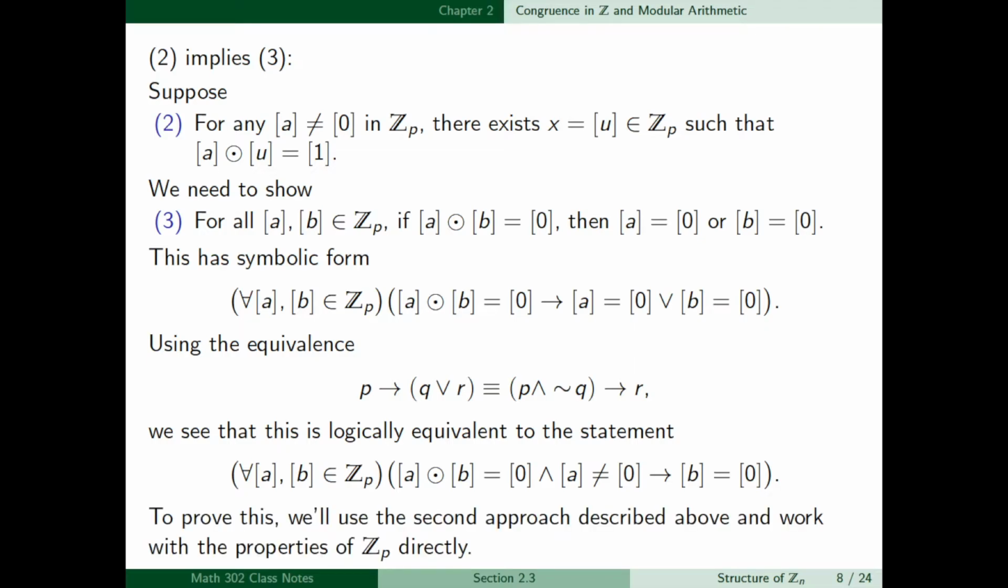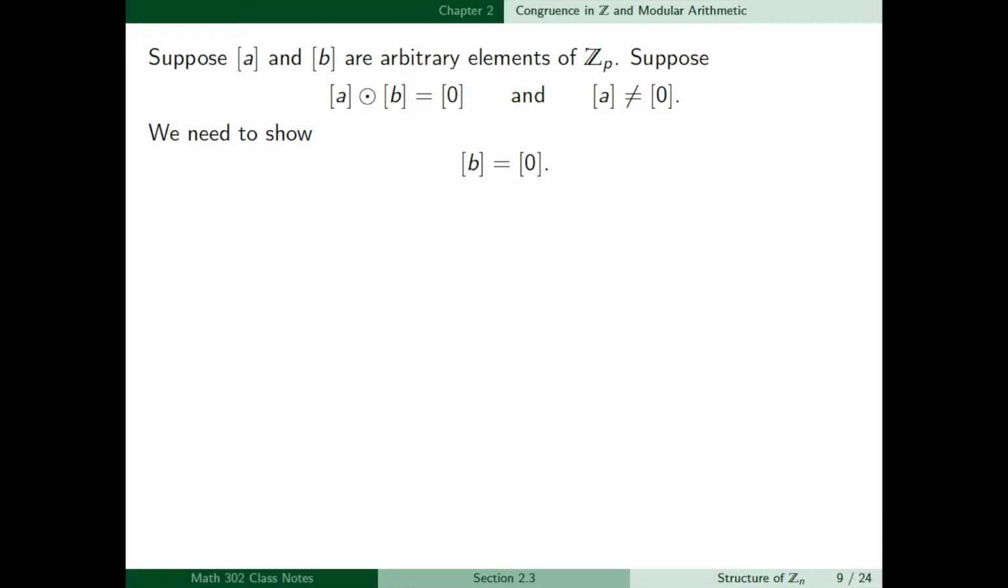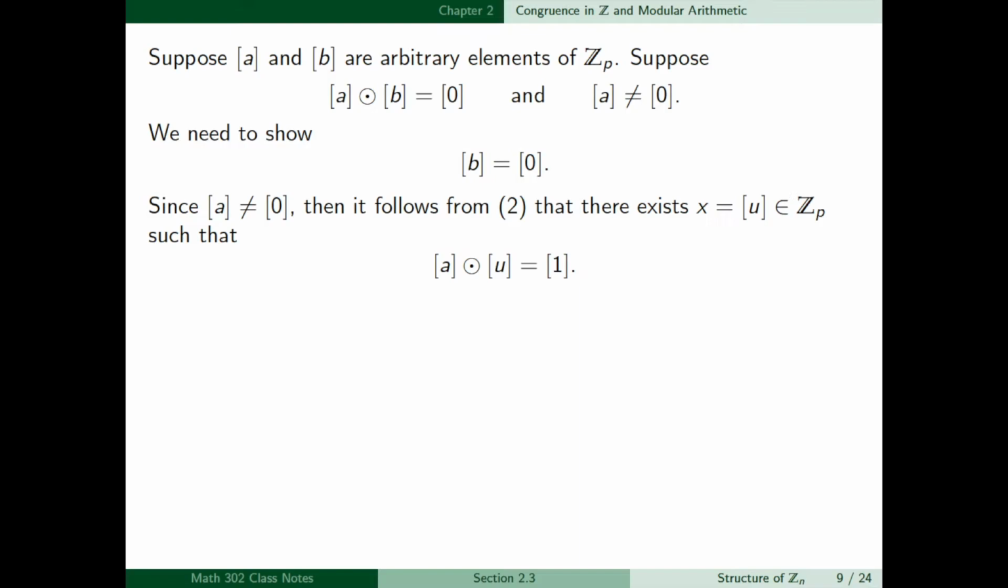So to prove this, we'll use the second approach described above and work with the properties of Z sub P directly. So we'll suppose that A and B are arbitrary elements of Z sub P. We'll suppose our hypothesis that A times B is 0 and A is not equal to 0. And we then need to show the conclusion that B is equal to 0. Now, since A is not equal to 0, then it follows from condition 2, which we're supposing is true, that there exists an element X equal to the class of U in Z sub P such that A times U is equal to 1.